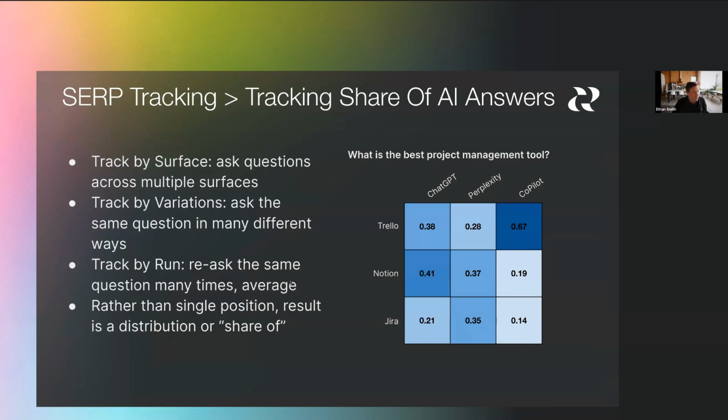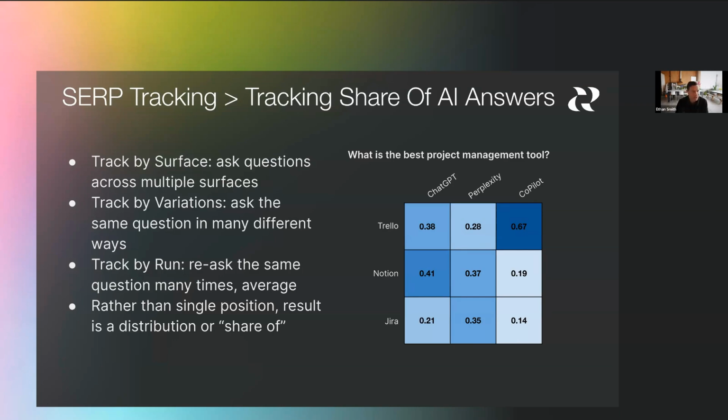Okay, so then how do we track all this? So we want to know how much do we actually show up for questions. So here's an example, again, for Trello and Notion. We want to make sure that when people are asking about project management software, we show up. And so Greg talked about how there's not a single position or a single answer that's always given. It's a probability. And so similar for tracking.